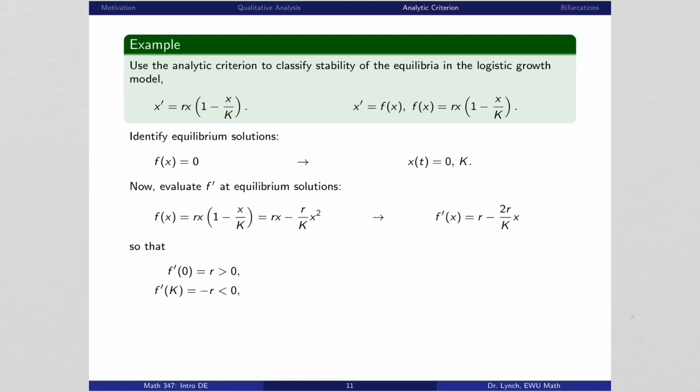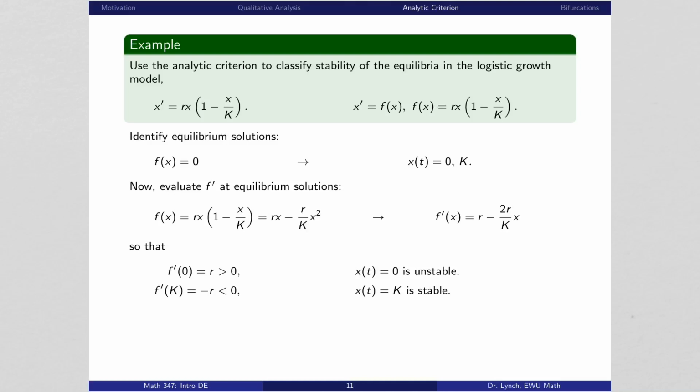So if f of x is equal to the quadratic in x, f prime is some linear function in x. Once again, can't emphasize this enough. In this analytic criterion, the stability criterion, f prime indicates a derivative with respect to x, not with respect to t. So if we take that linear function and plug in 0, we get r, which is a positive value, indicating that 0 is unstable. And if we plug in k, we get negative r, which is a negative value, indicating that x equals k is stable. Okay, so this is, again, the analytic criterion applied to a problem we know how to solve.